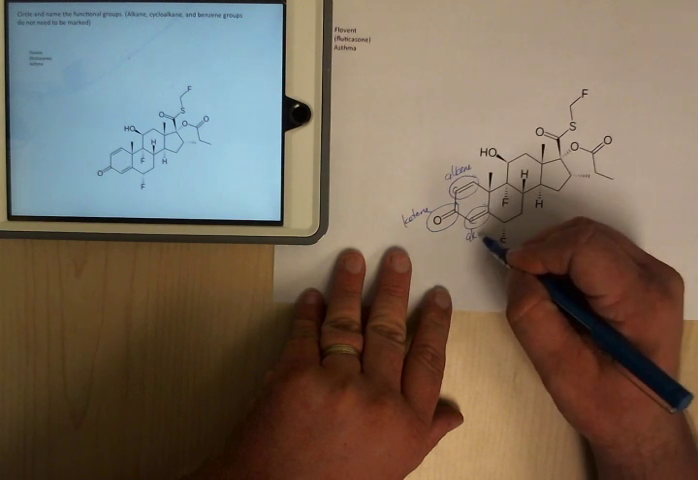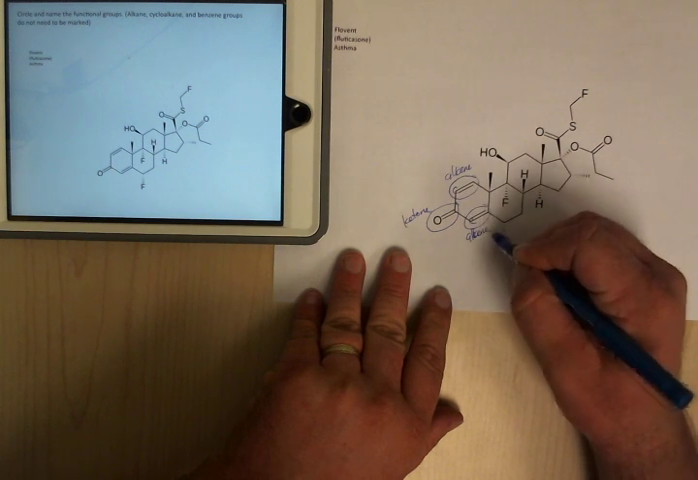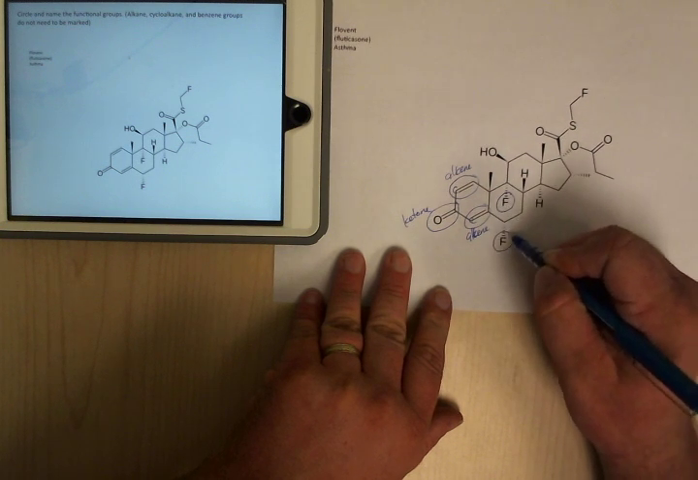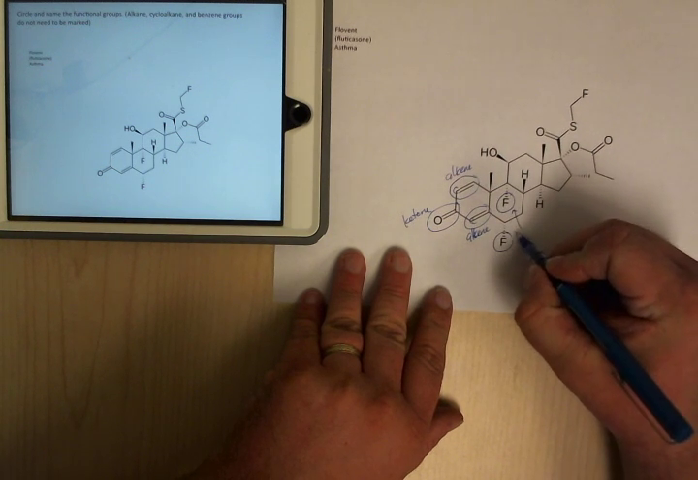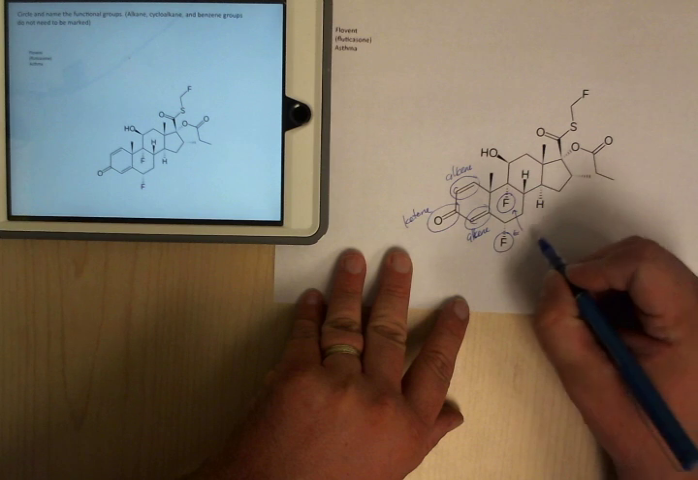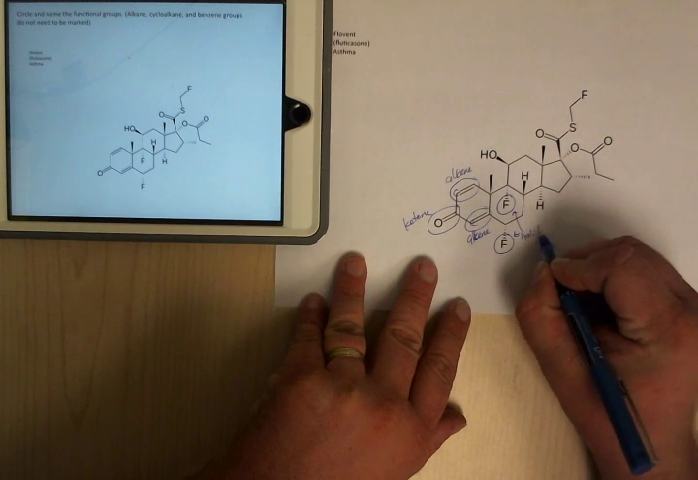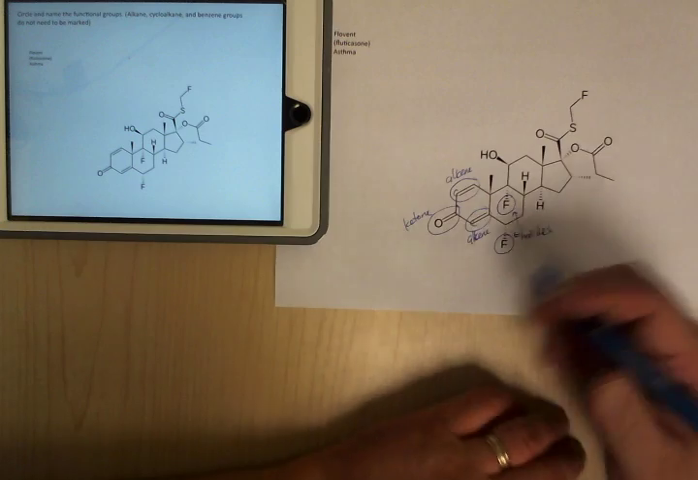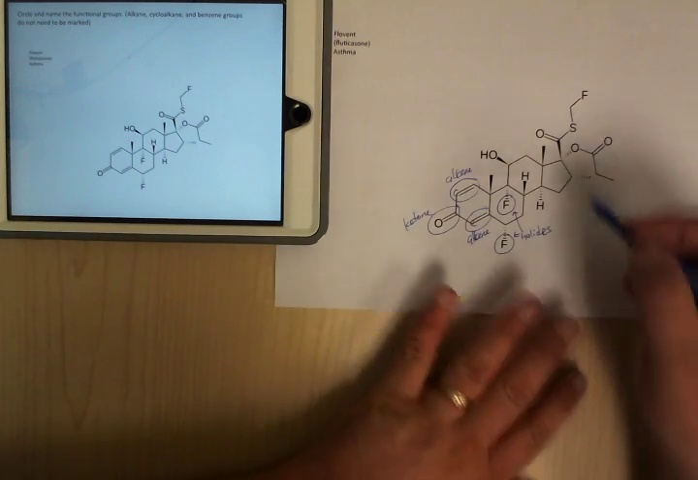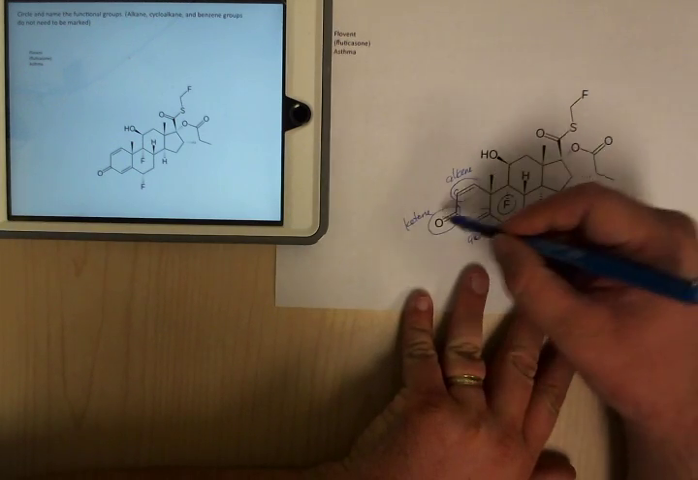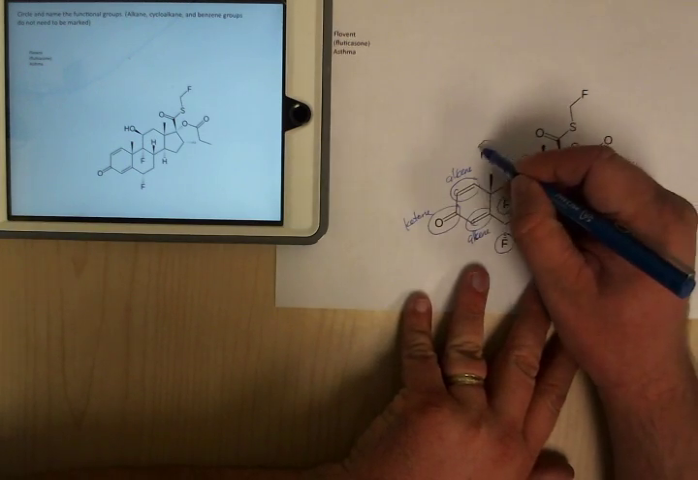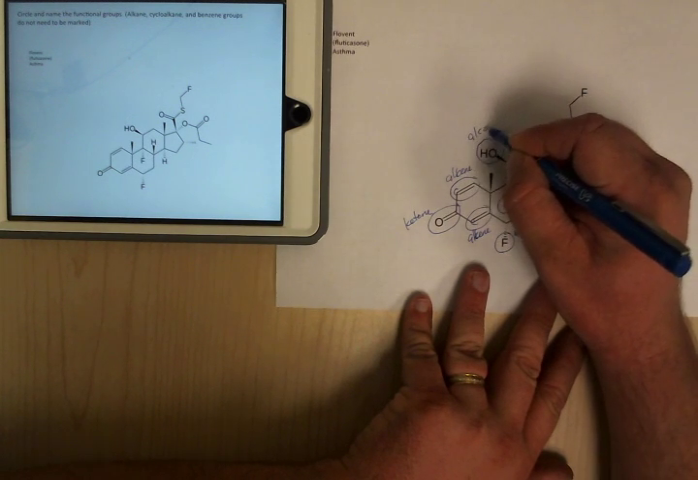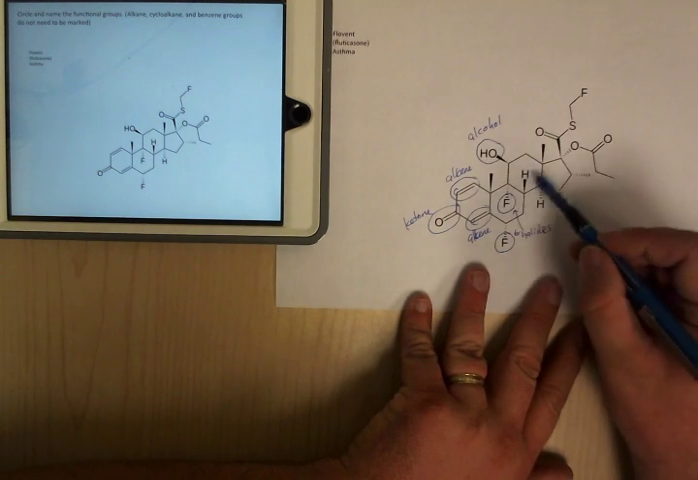Alkene, alkene. Oops, spelled right. Okay. Notice this fluorine here and this fluorine here. Those are both halides. You can also call them fluorides or fluorines. That's fine. So we're moving along. There's just an OH hanging off a regular carbon, so that makes this an alcohol. Okay, so we're moving along.